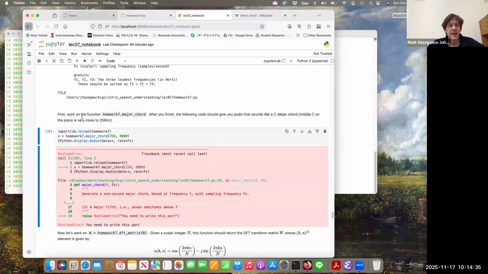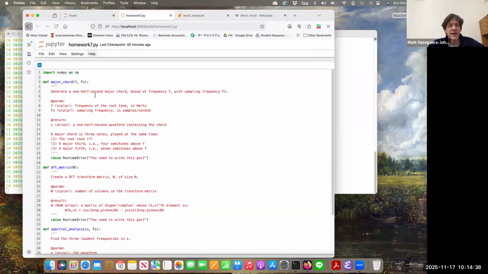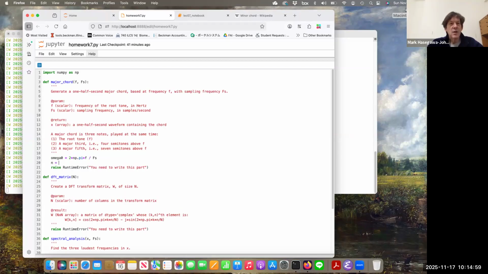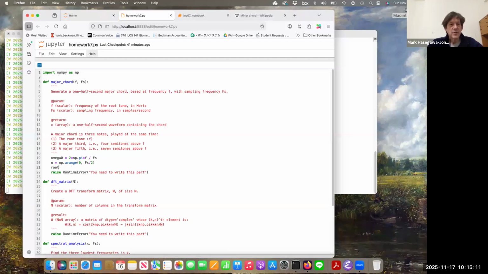So let's look at that. We wanted to generate a 1/2 second major chord based at frequency f with a sampling frequency of f sub s. So this is where we have omega naught equal to 2 times pi times f over fs. And the n's are the numpy arange from 0 up to 1/2 second. 1/2 second means we want fs over 2 samples. And then we want the root, which is the cosine of 2 times pi times, oh, we've already got omega naught there, so just omega naught times n.